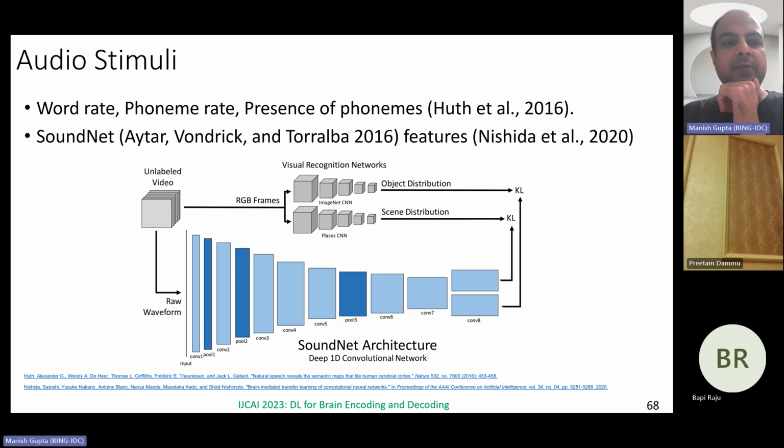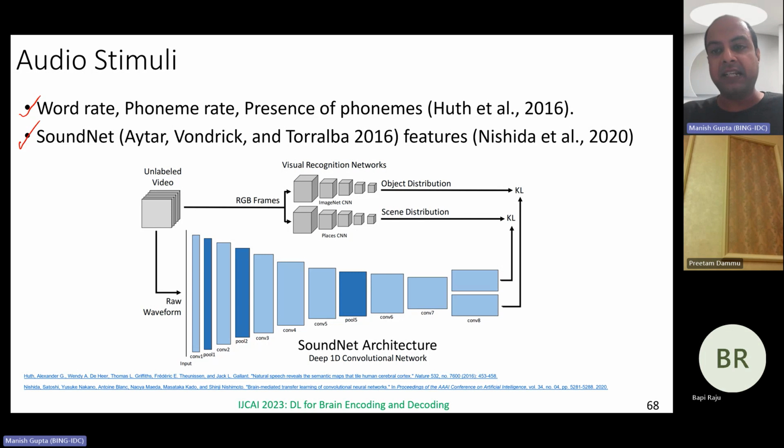Older stimulus representations used typical features that one can obtain using PyAudio or Librosa libraries. So like word rate, phoneme rate, presence of phonemes, Mel frequency cepstral coefficient features, Mel spectrogram features, and then even features based on the Mel spectrogram itself, zero crossing, and so on. Right?